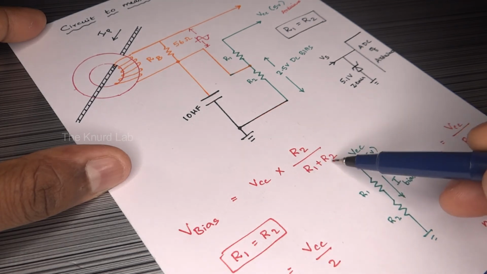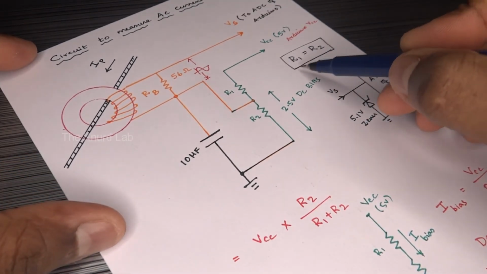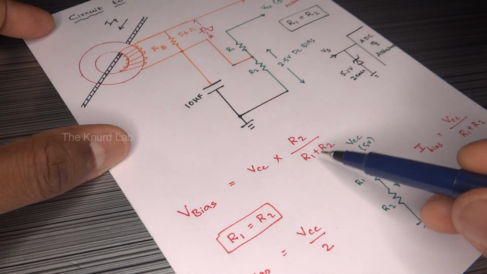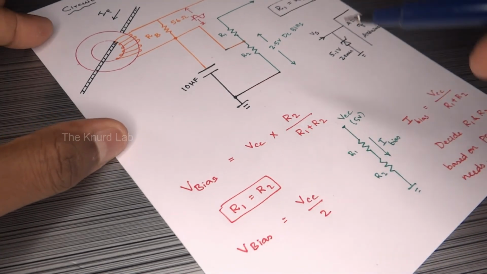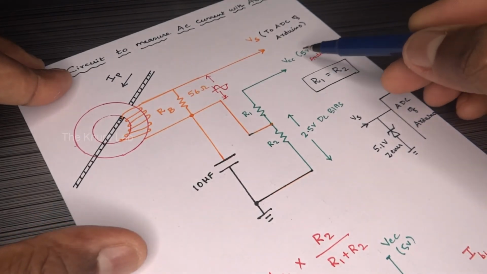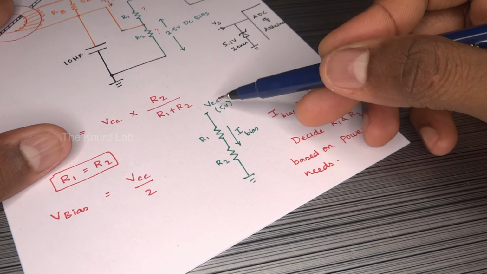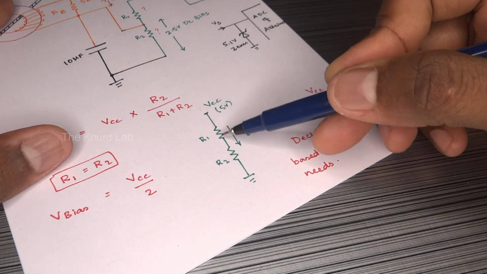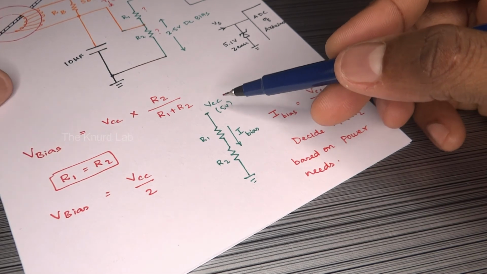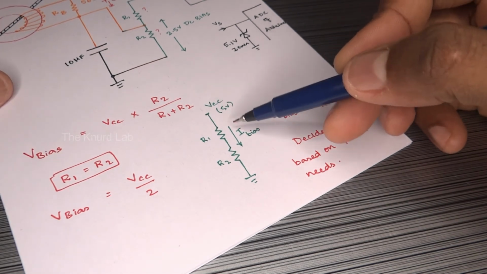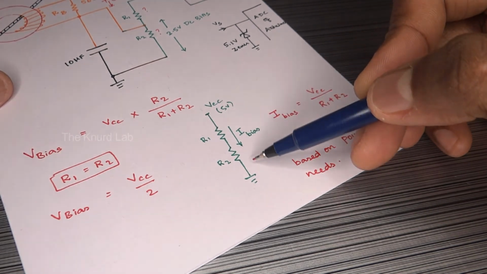The bias voltage can be calculated using the standard potential divider formula. In this formula, if you substitute R1 is equal to R2, then we get a bias voltage of VCC by 2, which is exactly 2.5 volts. As far as the power dissipation issue across the potential divider is concerned, you can choose an appropriate value for the R1-R2 combination using this formula so that the bias current I bias is kept within the limits.